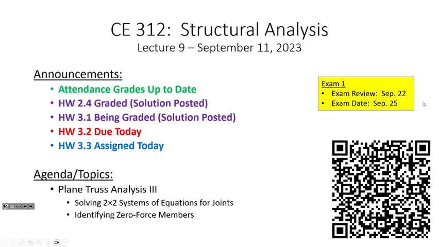So we can talk about homeworks, concepts, whatever you want, but just on exam review day, come prepared to ask questions, okay? And that first exam will cover everything up through truss deflections. So we're on plane truss analysis 3, we'll have plane truss analysis 4, then we'll have 2 deflection lectures, and then that'll be the content for exam 1. Okay. Any questions? Okay. All right.